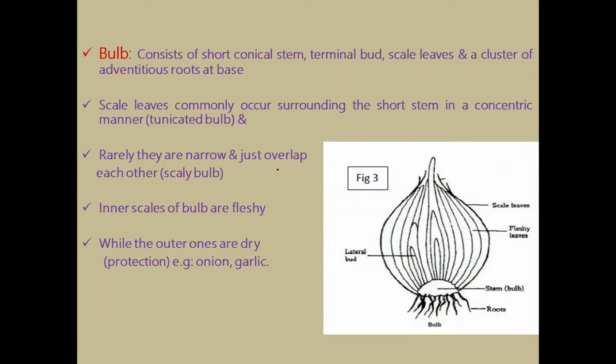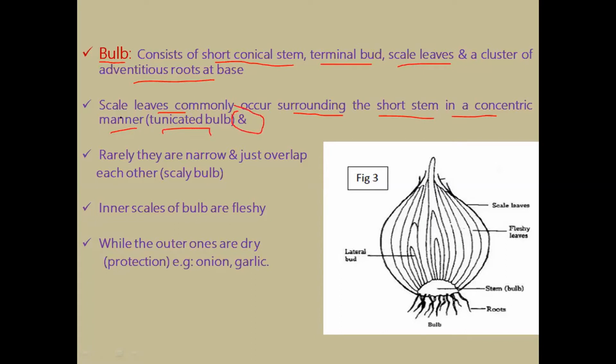The next type of underground stem modification is bulb. Bulb consists of a short conical stem. It has a terminal bud, scale leaves, and a cluster of adventitious roots found at the base of the bulb. The scale leaves commonly occur surrounding the short stem in a concentric manner. It is also known as tunicated bulb.